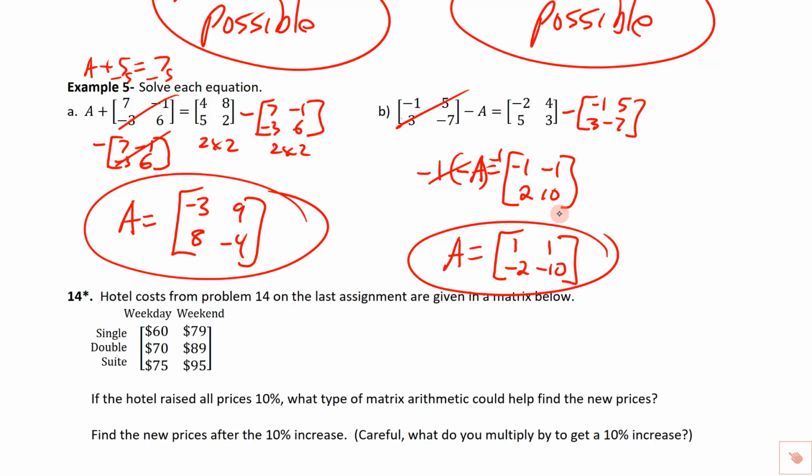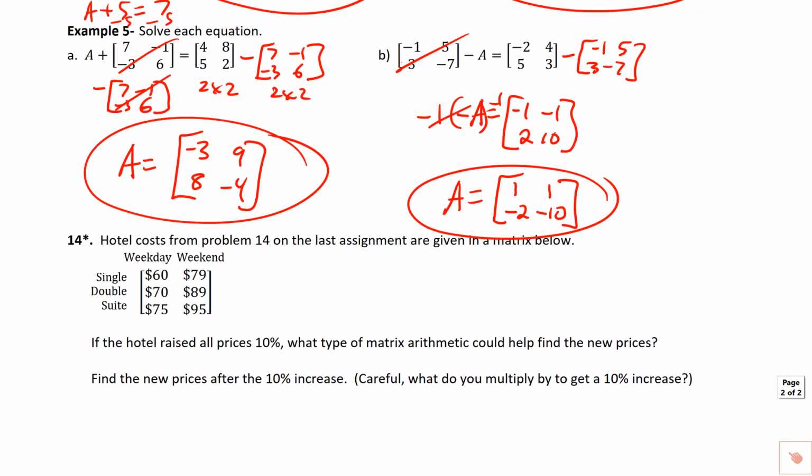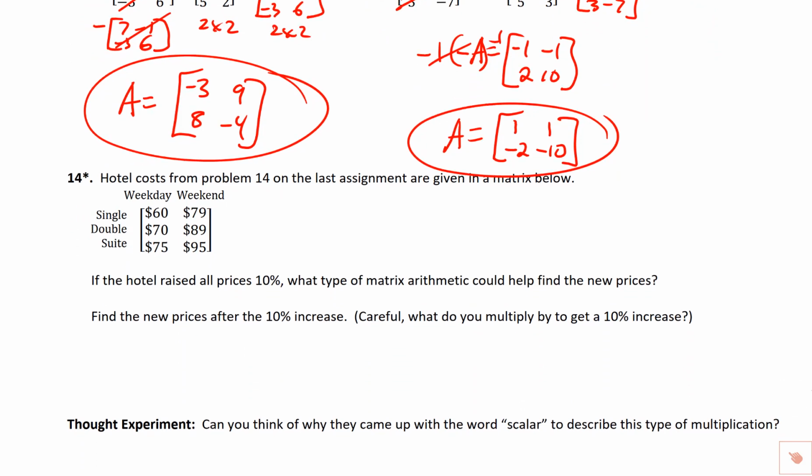Now, this is number 14 on the last assignment. So this is a single, a double, and a suite room. This is a weekday price, and this is a weekend price. Now, if you need to go back and take a look at that problem, please do. This is one where they gave you some information. They just said, hey, organize this into a matrix. And it says, if the hotel raised all their prices by 10%, what type of matrix arithmetic could help find the new prices? So again, this is a single room, a double room, and a suite.